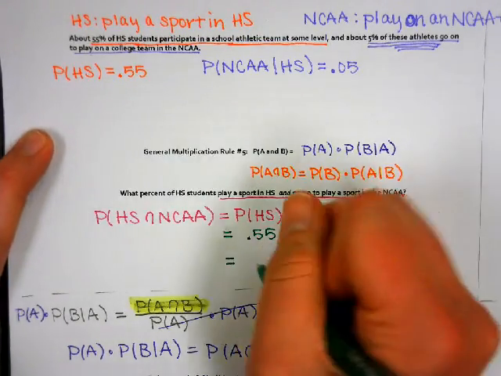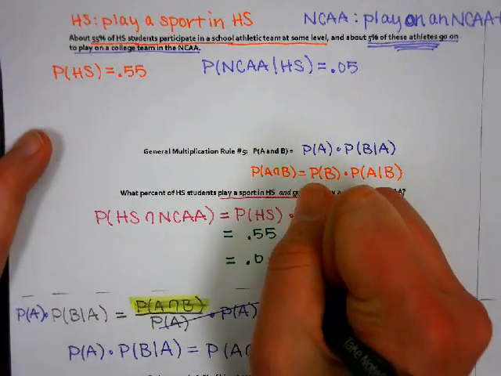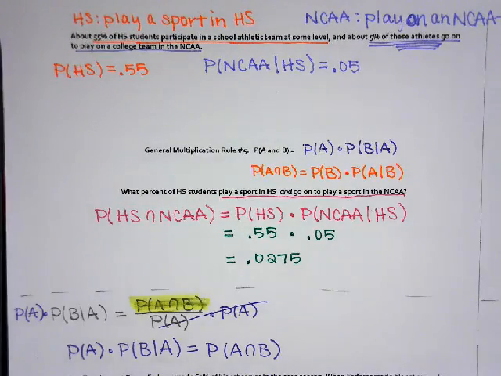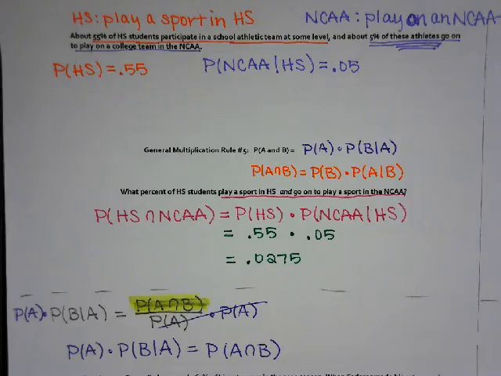If you're a high school athlete, the probability that you go play a sport in college at an NCAA school, not one of the other conferences, is less than 3%.